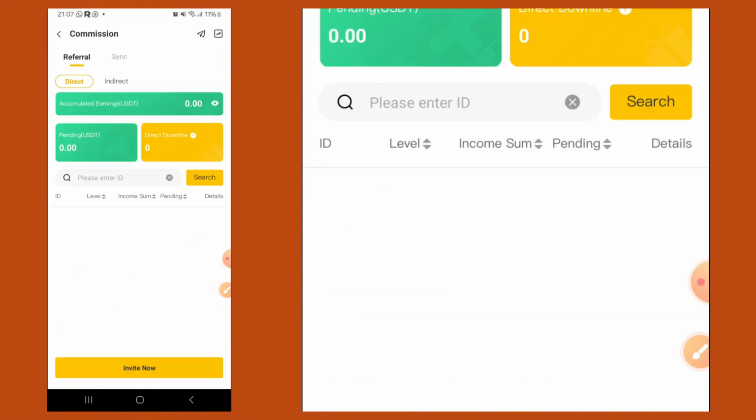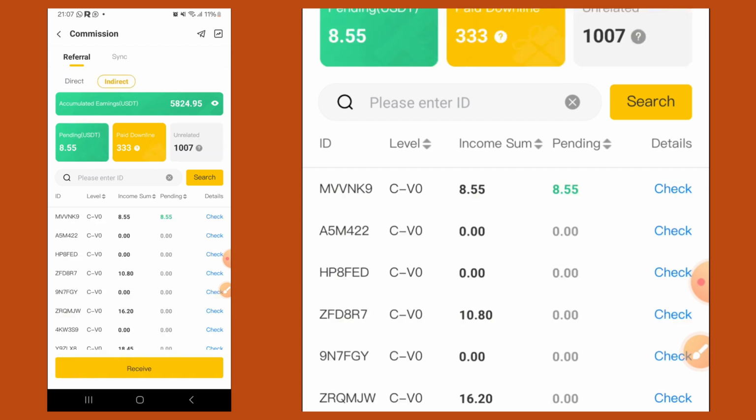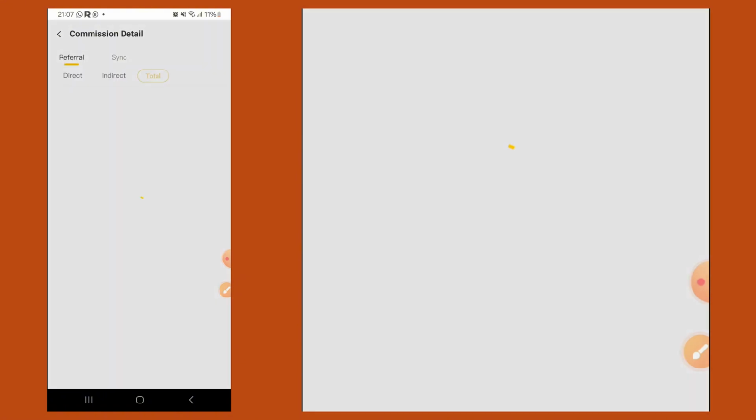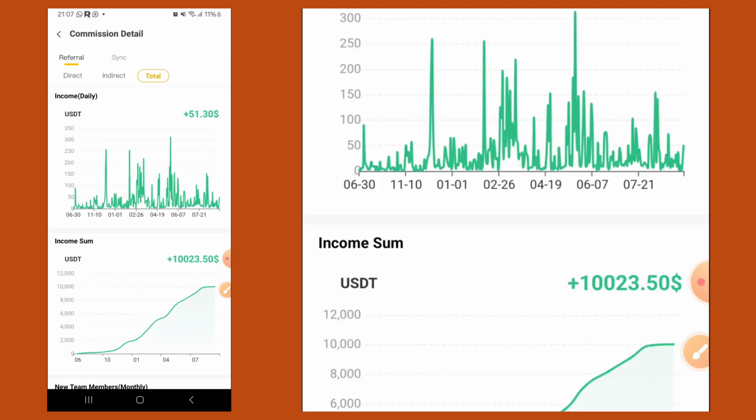If I click on commissions right here, and then I think I have another commission right here, I can receive it. And if I go through this total, you can see that I have made some money with uTrading. I've made about $13,000. If I merge all my accounts, it is going to about $17,000.